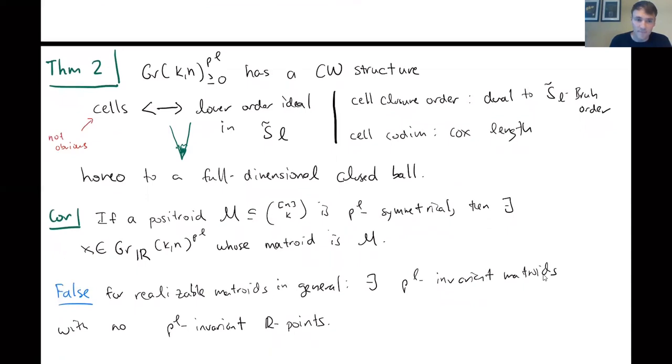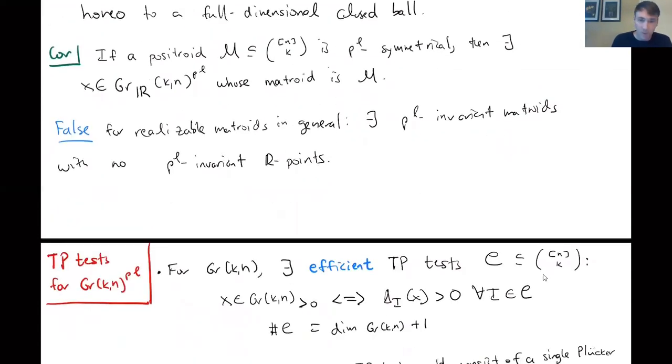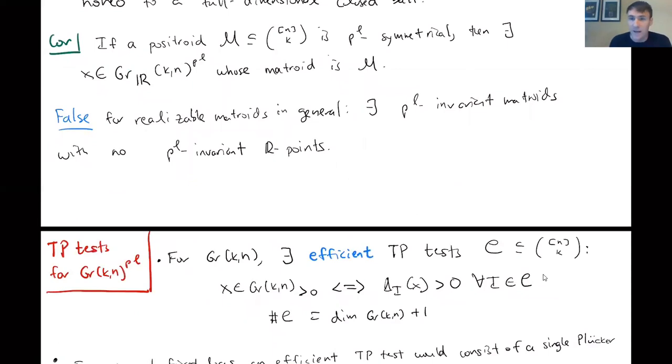Okay. So that's the description of total non-negativity. Now I'll move on to total positivity tests. So as background, what's the usual story? The usual story is that for the Grassmannian, there exist efficient total positivity tests.